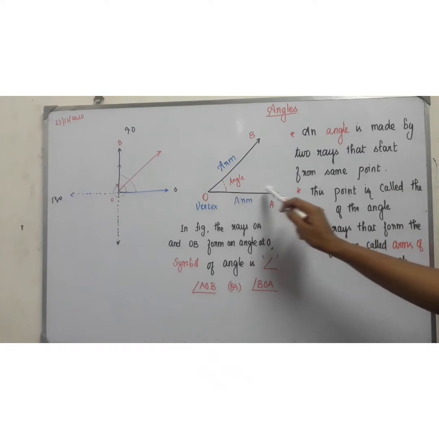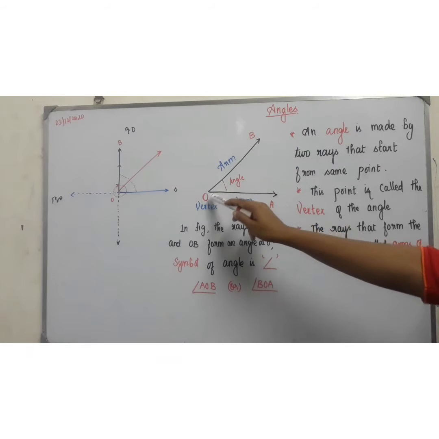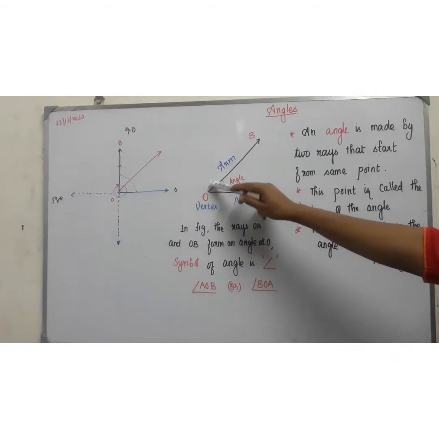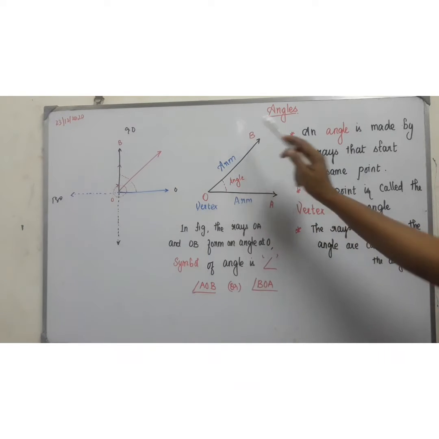This one we call ray OA, right? Because it has one end point and the other end goes on and on. So I have marked it with an arrow mark. So this is one ray and this is one ray. OA and OB are the rays now.